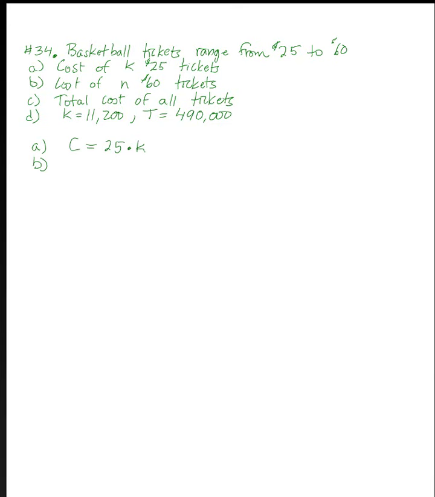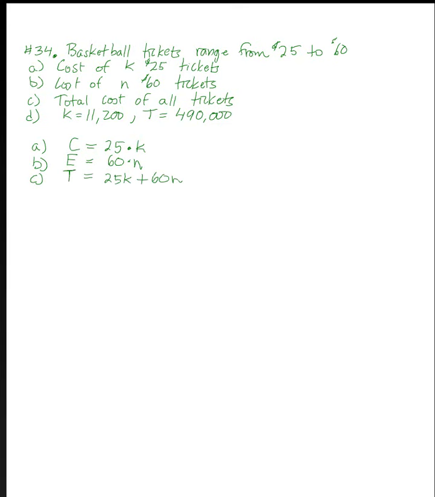Part B, find the cost of N $60 tickets. It tells us to call this one E. I don't know why they picked E, but that's what it says in the book. Find a formula for the total cost E of N tickets. So that would be 60N. Every ticket I sell for $60 would be 60 times the number of tickets. Part C, find the total cost of all tickets. All right, well, the total cost of all tickets, T, would be the cost from the $25 tickets, that would be 25K, plus the cost from the $60 tickets, that would be 60N.